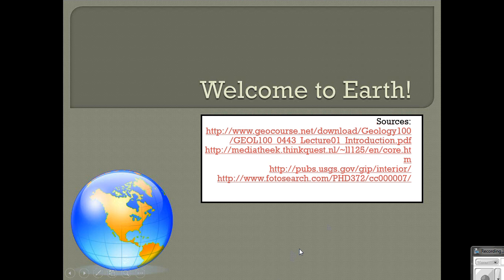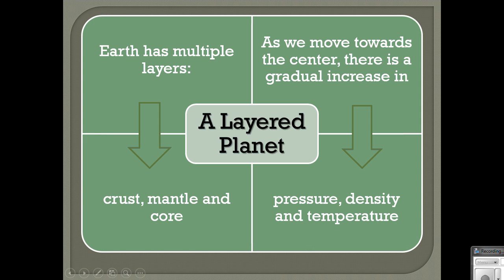So we're going to look at the layers of the planet starting from the crust. We're not going to include the spheres that you've already looked at that were above the surface of the planet. We're going to start from our crust and move our way downward. We have multiple layers: a crust, a mantle, and a core.